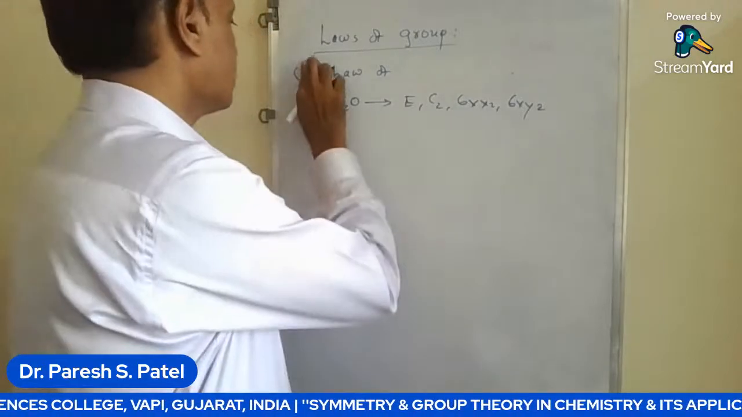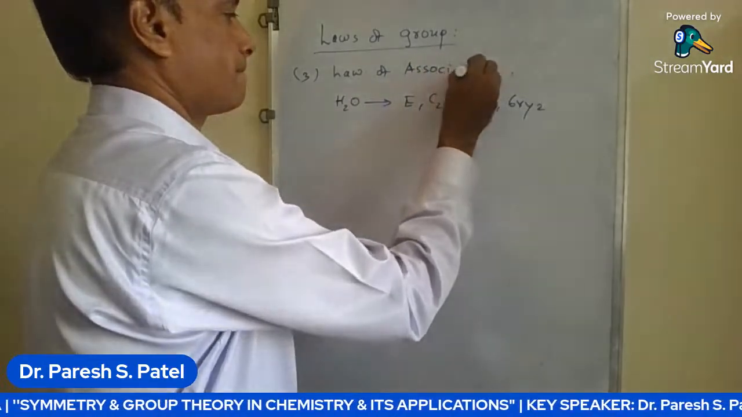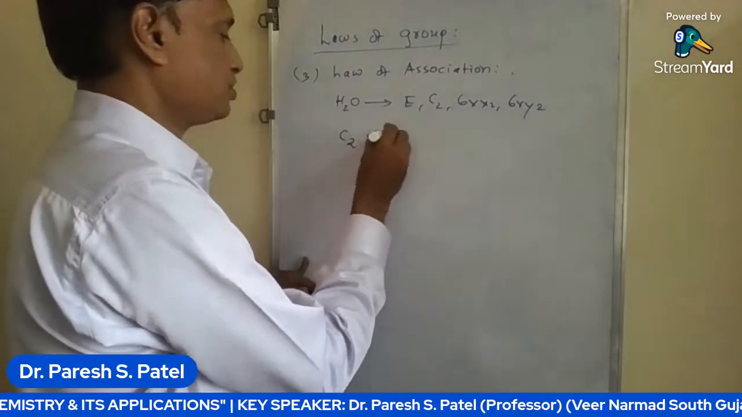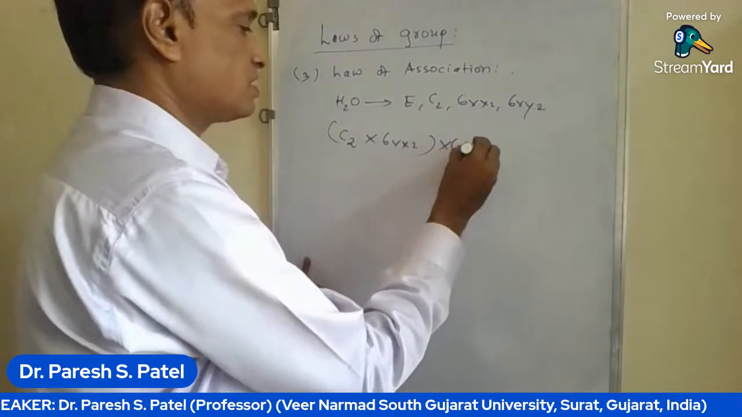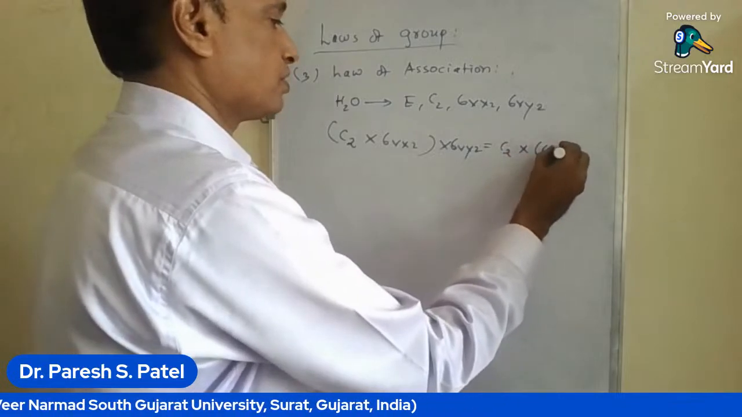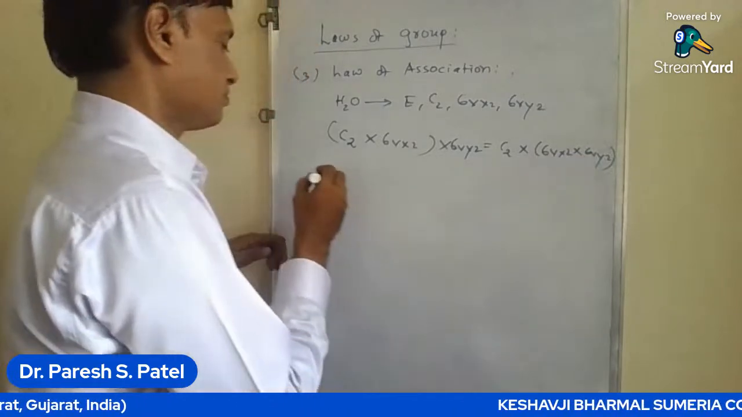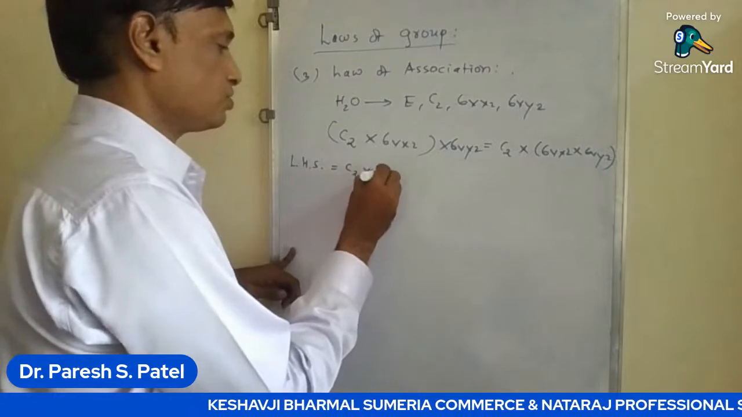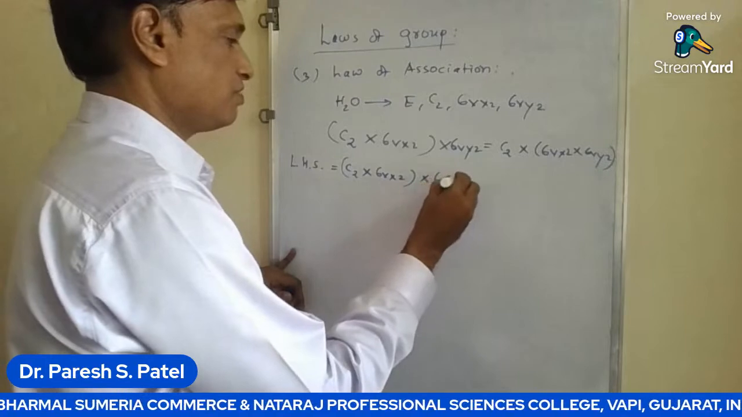Third law is the law of association. What is the law of association? C2 into sigma Vxz into sigma Vyz is equal to C2 into sigma Vxz into sigma Vyz, with the brackets grouped differently on each side. So left hand side is equal to C2 into sigma Vxz into sigma Vyz.